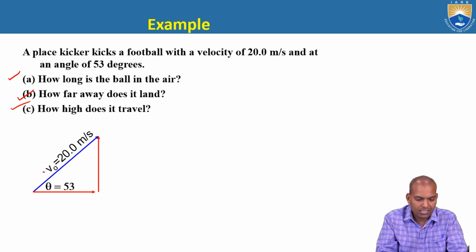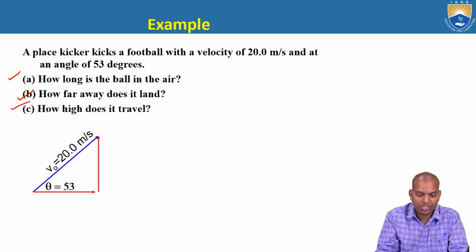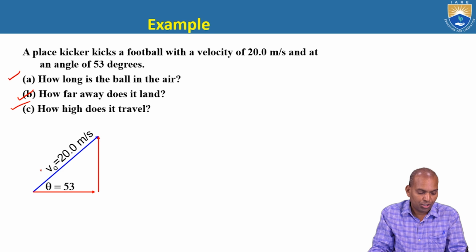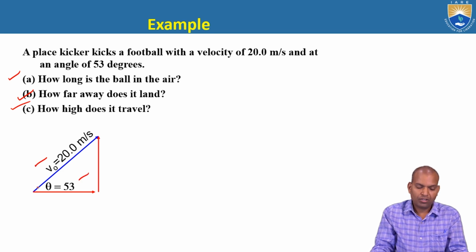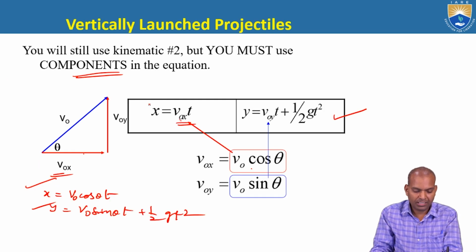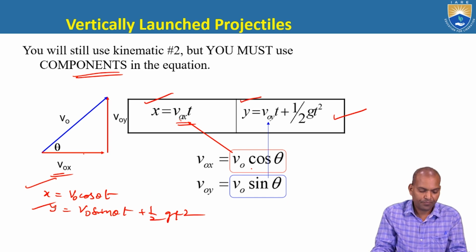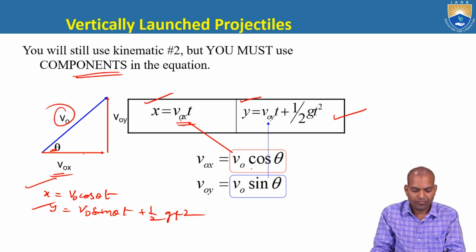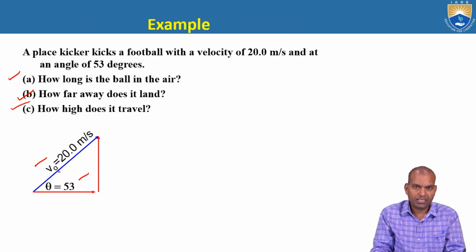Now V0 is at some angle, that is 53 degrees. V0 is 20 meters per second. These two only we know. These are the x component, the y vertical component, and time t is required. We know theta is 53 degrees, V0 we know. V0x equal to V0 cos theta. What is V0? 20 times cos 53 degrees, that is V0x.